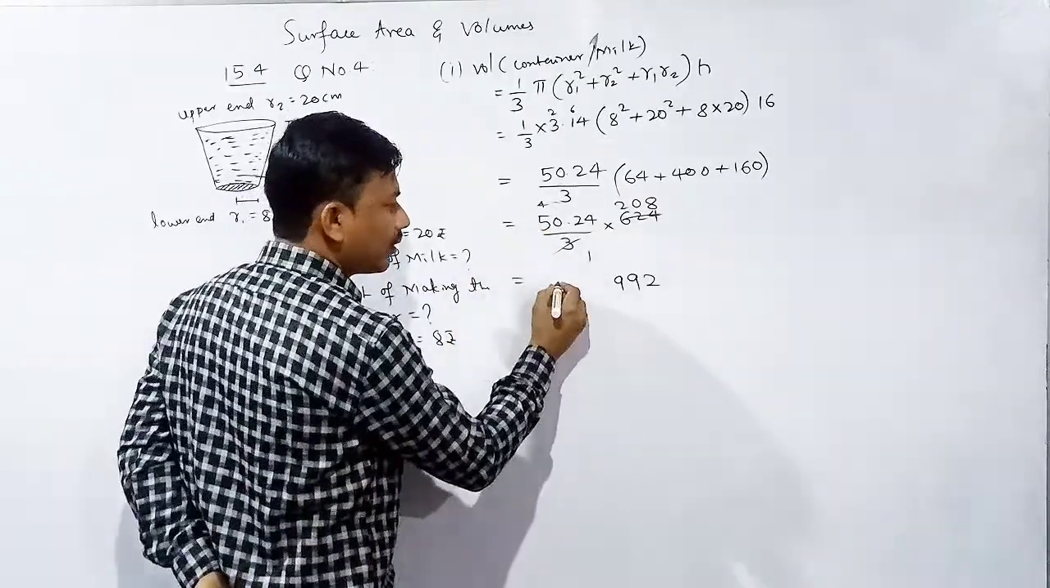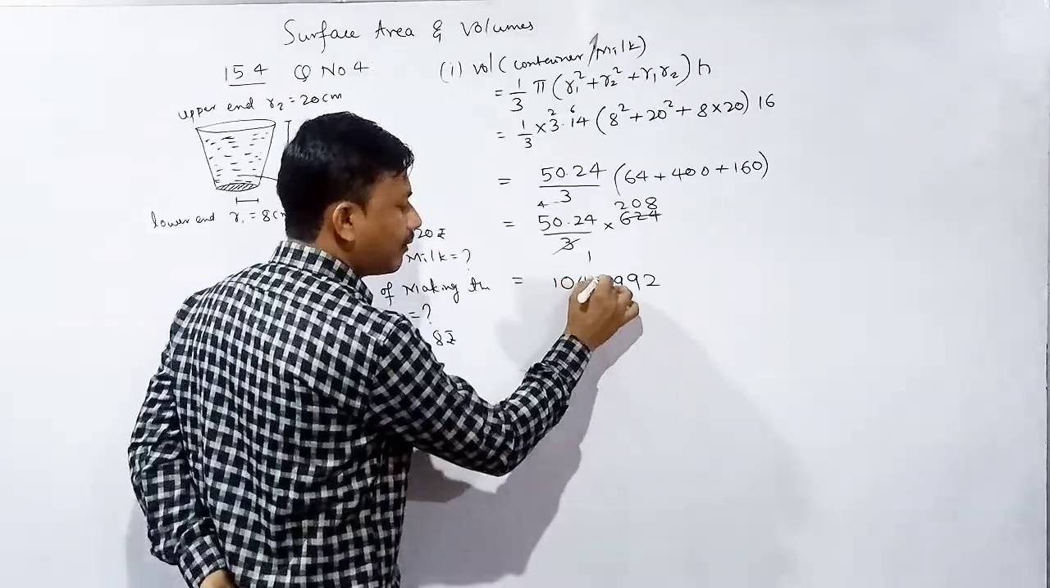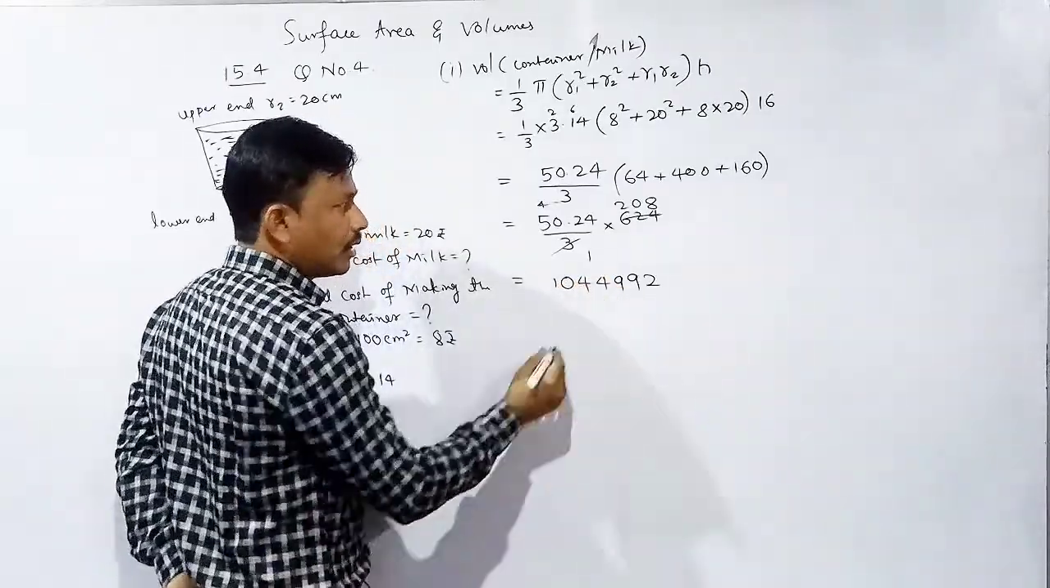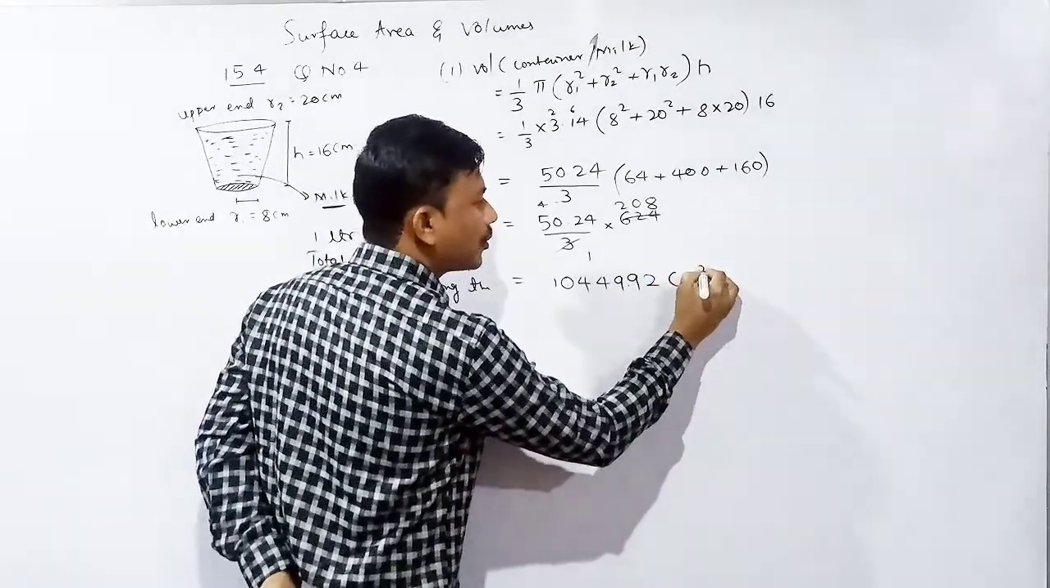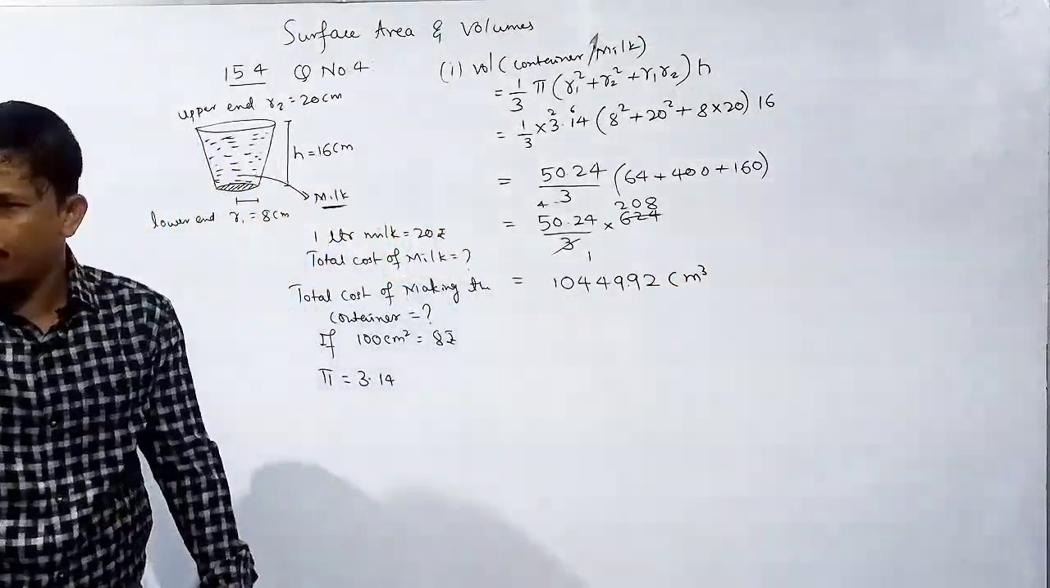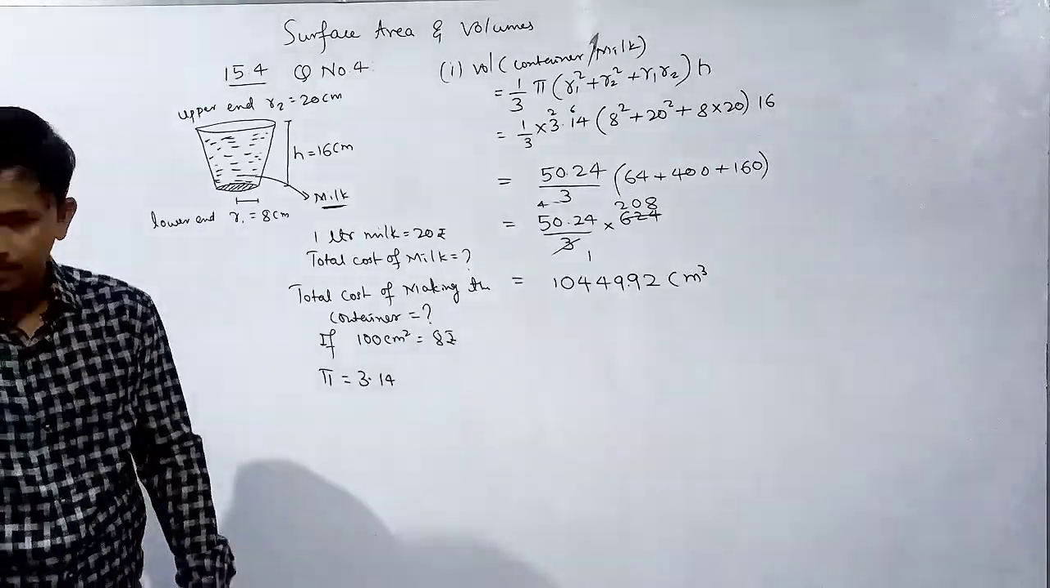1040 plus 4 is 1044. Correct? How many decimal places? Two decimal places. That means centimeter cube, since it is a volume. Understood? It is a volume.